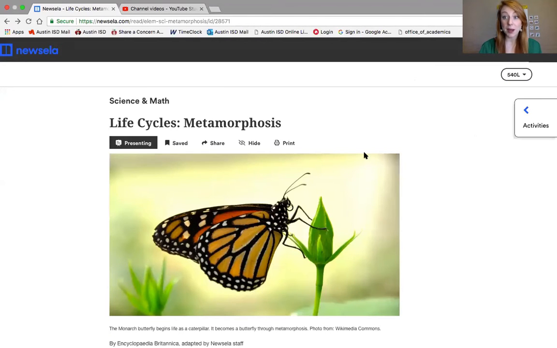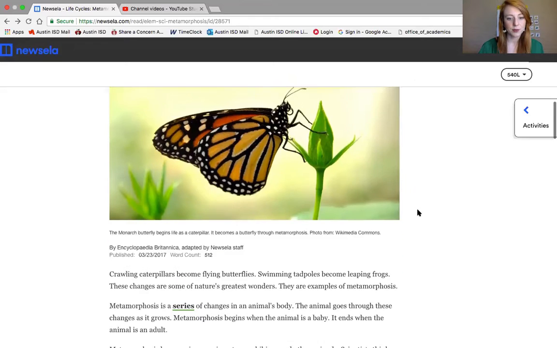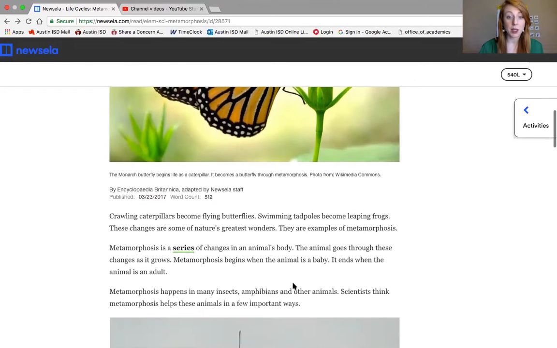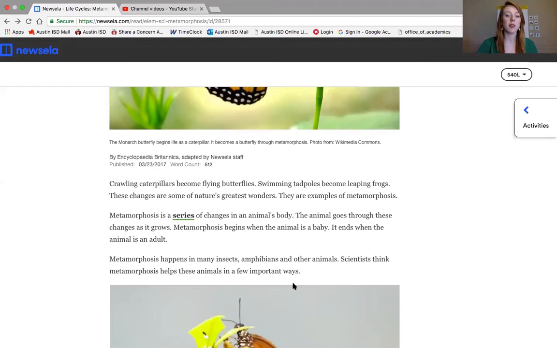Life cycles, metamorphosis. Crawling caterpillars become flying butterflies. Swimming tadpoles become leaping frogs. These changes are some of nature's greatest wonders. They are examples of metamorphosis. Metamorphosis is a series of changes in an animal's body. The animal goes through these changes as it grows. Metamorphosis begins when the animal is a baby, and it ends when the animal is an adult.